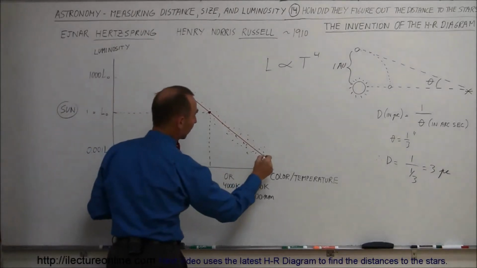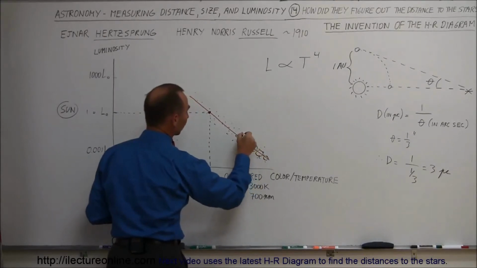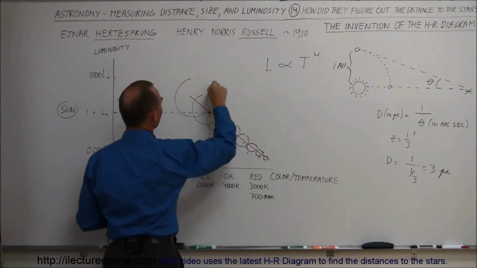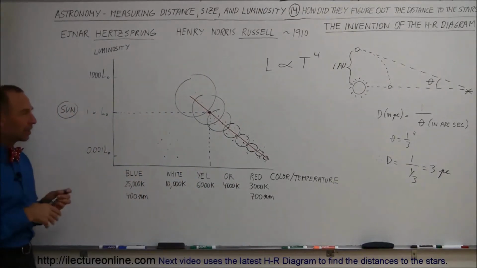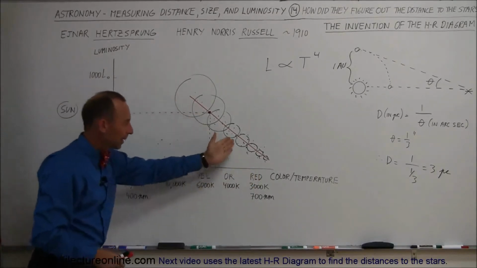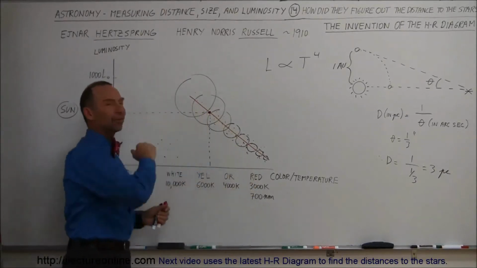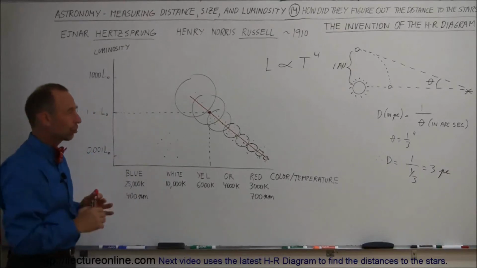So what Hertzsprung and Russell began to realize is that these were probably pretty small stars, and then as you go further and further and further up this chart here, the stars got to be bigger and bigger and bigger. So that was a tremendous discovery. Here they could see that there was a relationship that was able to be determined between the color and the size of the star, and therefore also the luminosity of the star. That was a huge discovery.